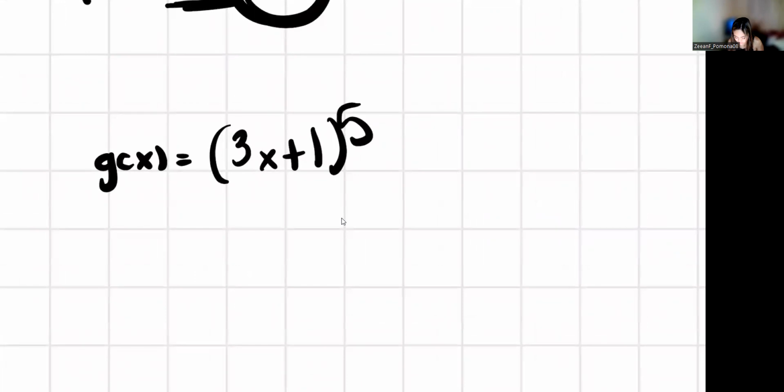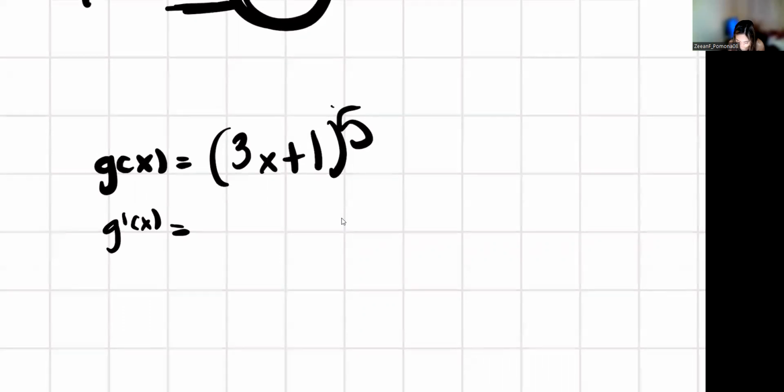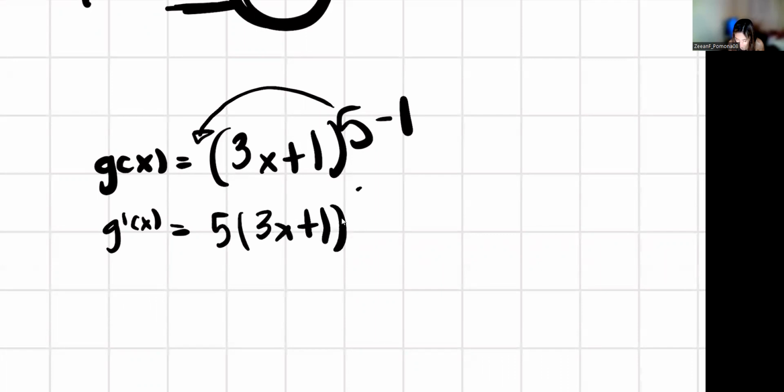So we have this function. So g prime of x would equal to, what did we do? What did we say we do? Well, we multiply the exponent, minus 1 right here. So that would be 3x plus 1 to the power of 4.